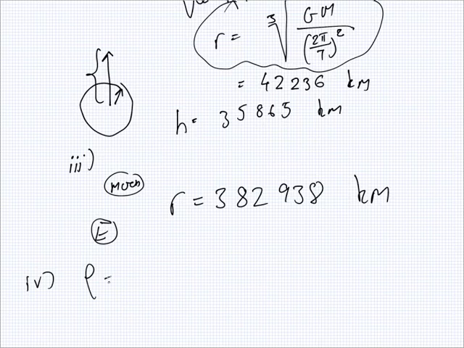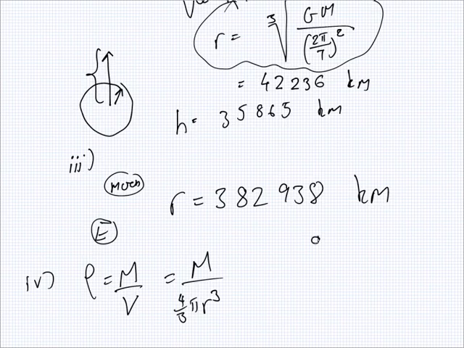So density is mass over volume, and the volume is 4 over 3 pi r cubed. Now we know the radius of the moon, but what we don't know is the mass of the moon. But we can find it because they give us the g for the moon. They say the g for the moon is 1.622.